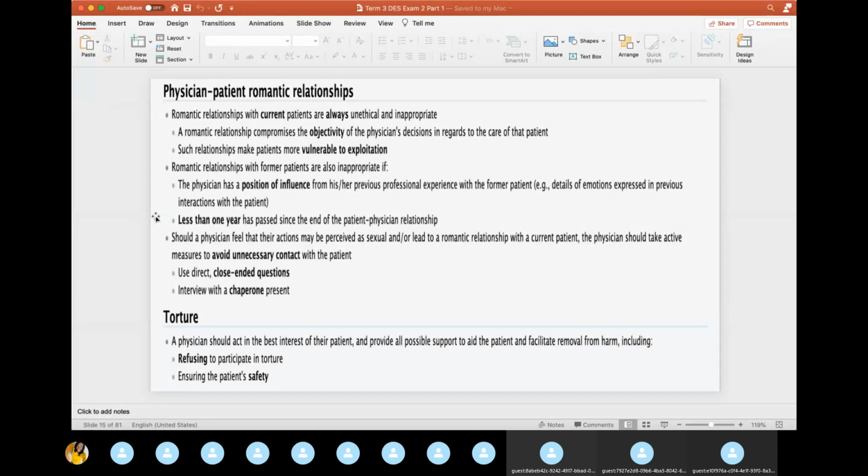Romantic relationships with former patients are also inappropriate if the physician has a position of influence from his or her previous professional experience, right? Or less than 1 year has passed since the end of the patient-physician relationship. Always, always, always, right? The physician should take active measures to avoid unnecessary contact with the patient. Especially male physicians, if we're doing our rotation, specifically in OBGYN, and you're doing a vaginal exam, you always need to have a chaperone present there, a female nurse, for example, or a female colleague there. Okay, so you use direct, close-ended questions. You interview with a chaperone present.